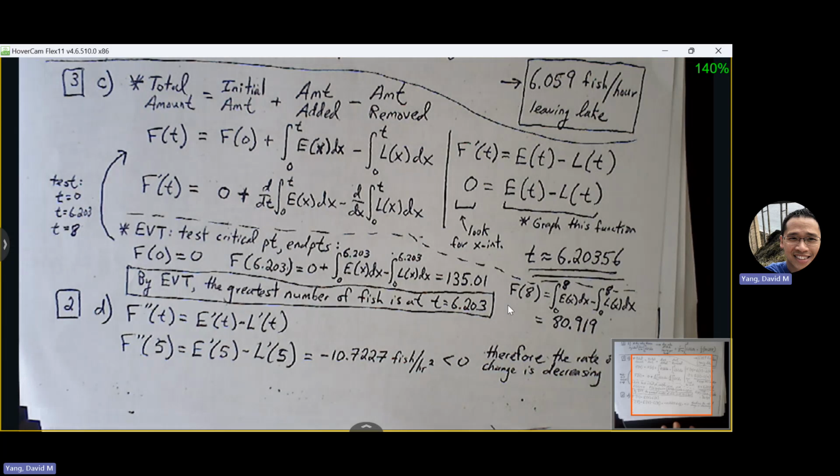So I'm just at the end, I'm just comparing these three numbers. F of 0 equals 0. F of 6.2 is 135. F of 8 is 80.9. And between those three, the greatest number of fish is at 6.2, 135 fish.